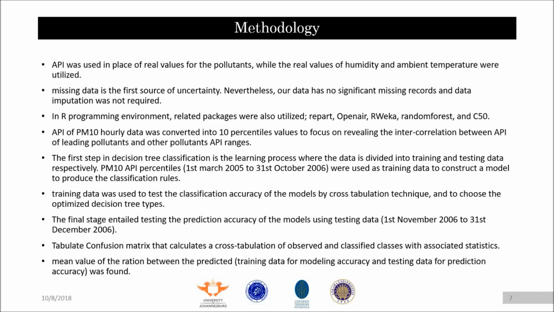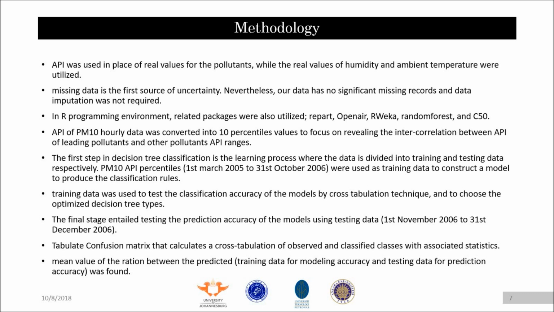So the value of the API, especially for the PM10, because we took it as the dependent factor, while the other species are the independent factors. So we will test PM10 in relation to the others as a dependent and independent relationship. That's why we converted the API of the PM10 into 10 percentiles. Then we can give more freedom to the species to show the correlation with the high value of API or the low value of API.